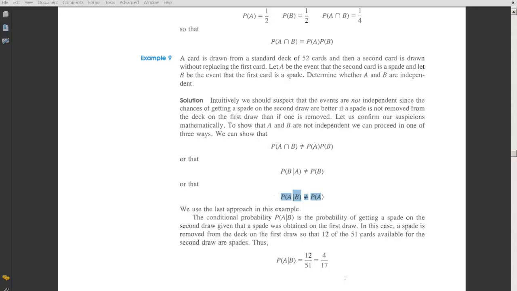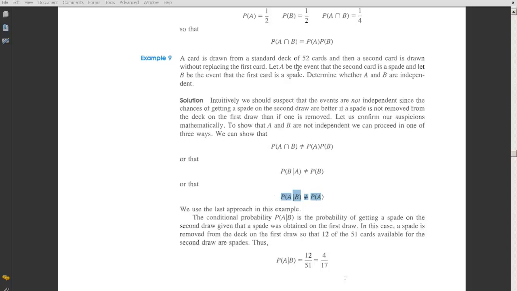So when you start out, you have 13 spades. However, you take one spade out, then you only have 12, and only 51 cards. So the probability of a spade on the second, given that you got a spade on the first, is 12 over 51, which equals 4 over 17. Now the question is, is that equal to the probability of A?